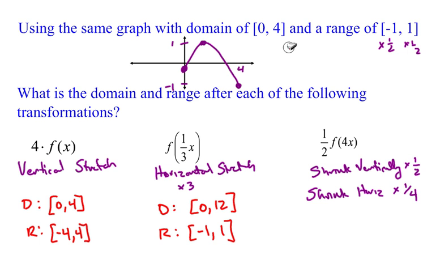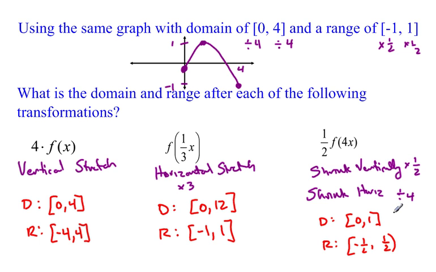Actually, let's think of that as division. So we can multiply by 1/4 or we can divide by 4. So we're going to divide each by 4. And so my new domain and range, domain is going to be 0 to 1 because I shrunk this by a factor of 4. And my range is going to be from -1/2 to 1/2.